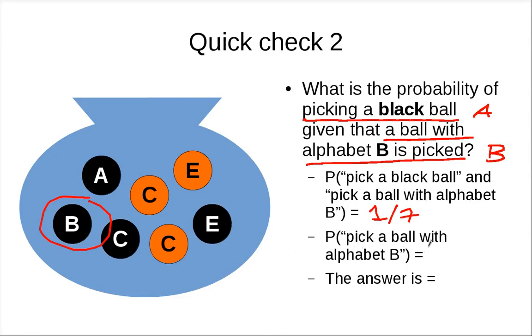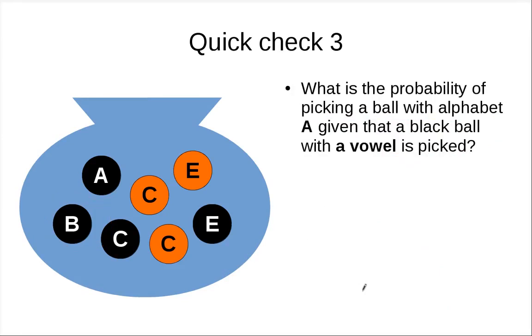It's again 1/7. So the answer is 1/7 over 1/7, so that's 1. If you know that a ball with alphabet B is picked, then you know that you picked a black ball, right? So that's what it means. Okay, so the last one.